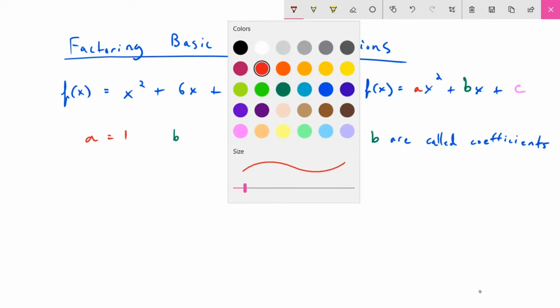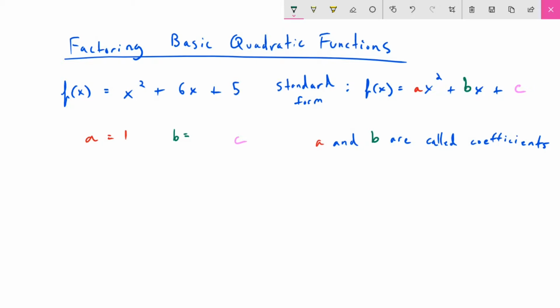Now, what is our b? B is the number in front of x. So our b is 6. And what is c? C is just our number at the very end, which is 5. You see that? Just like our standard form shows. That's how you'd find a, b, and c.